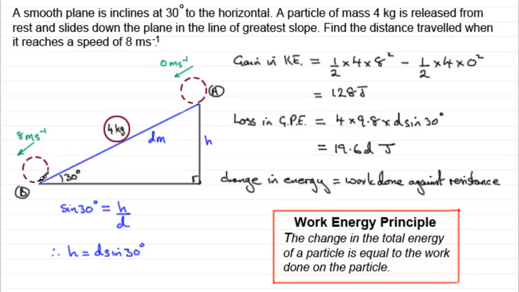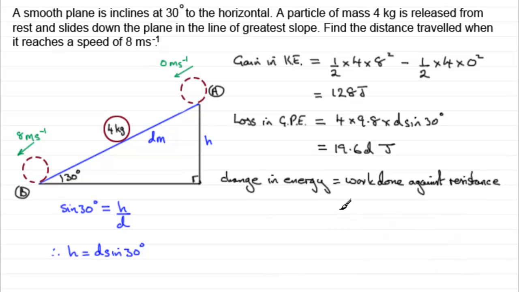Well, this is a smooth plane. There's no friction acting on our particle. So the work done against resistance will be 0 in a case like this. However, if the plane were rough, which will be in my next tutorial, then there will be some work done against resistance. So we know that the work done against resistance is going to come to 0.